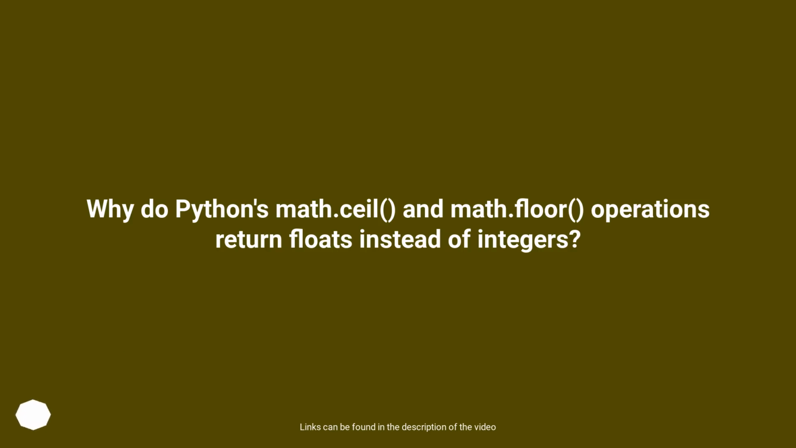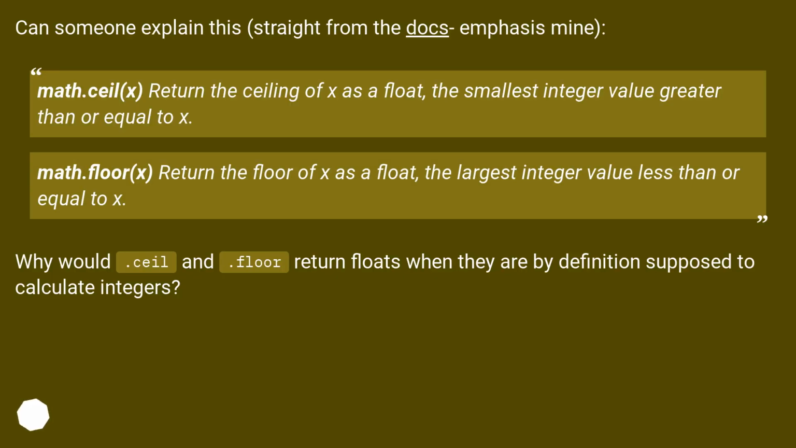Why do Python's math.ceil and math.floor operations return floats instead of integers? Can someone explain this, straight from the docs, emphasis mine? math.ceil(x): return the ceiling of x as a float, the smallest integer value greater than or equal to x. math.floor(x): return the floor of x as a float, the largest integer value less than or equal to x. Why would ceil and floor return floats when they are by definition supposed to calculate integers?